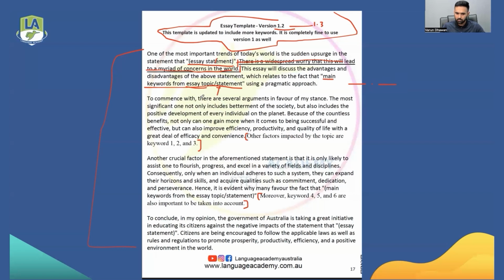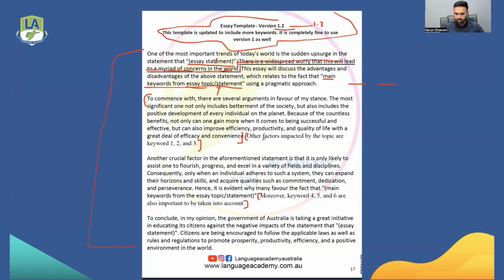Then you start to commence with, there are several arguments in favor of my stance. The most significant one not only includes betterment of the society, but also includes positive development of every individual on the planet. Because of the countless benefits, not only one can gain more when it comes to being successful, this is still convenience. Till here, you have to just keep it as it is.